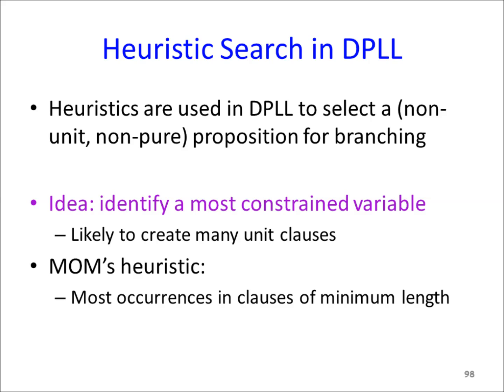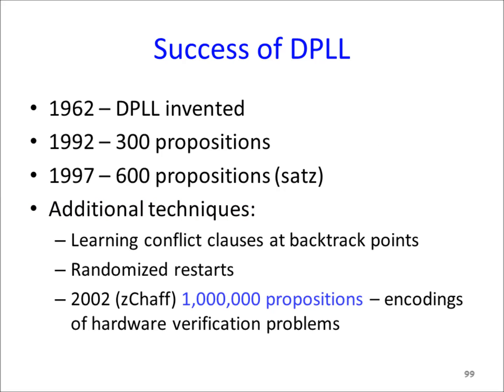So this part should have been easier relatively because it is building upon the previous weeks. So DPLL has been an immensely successful algorithm. It was invented in 1962. By 1992 we had implementations which could do 300 propositions. This was slowly improving.